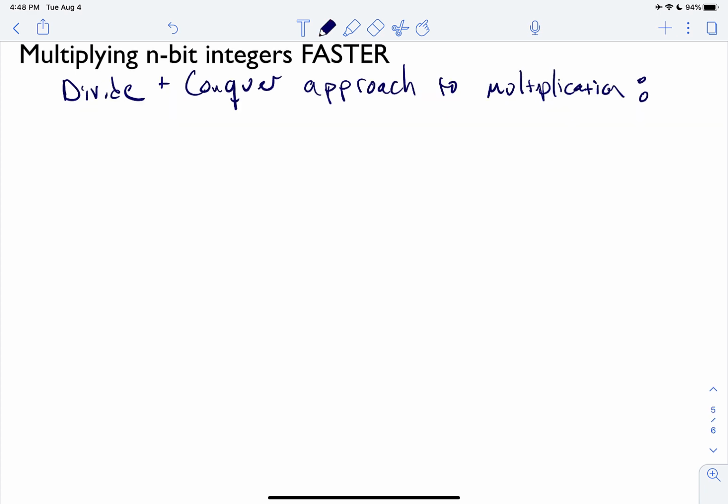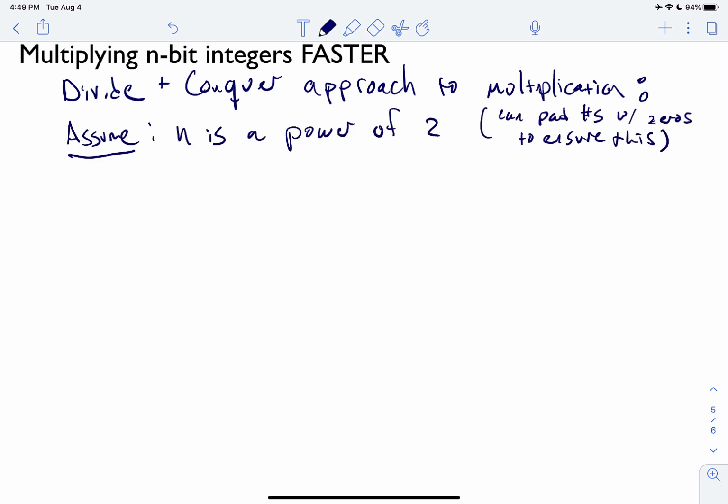Okay, now we're going to use this trick to make a divide and conquer algorithm for multiplying n-bit integers more quickly. For simplicity, we're going to assume that the two numbers we're given have n bits, and n is a power of 2. We can always ensure this by padding the beginning of these numbers with additional zeros.